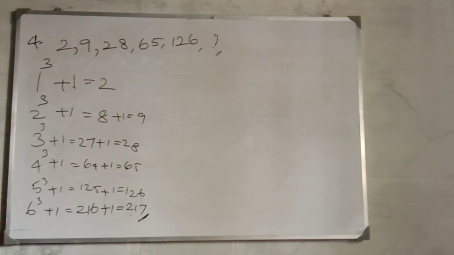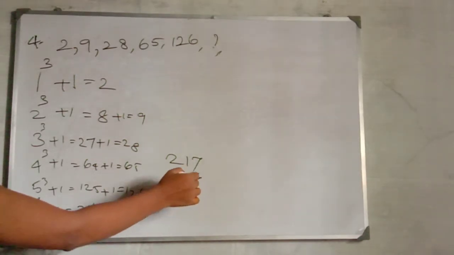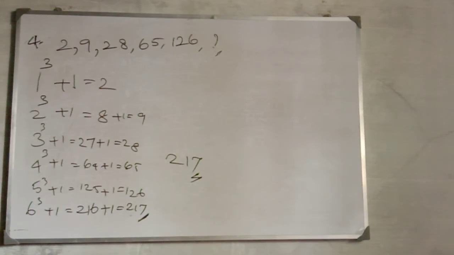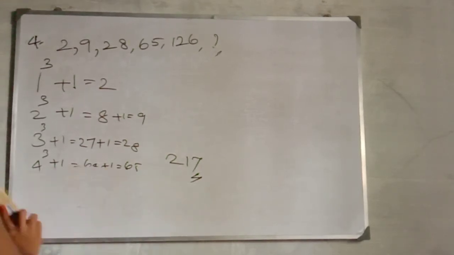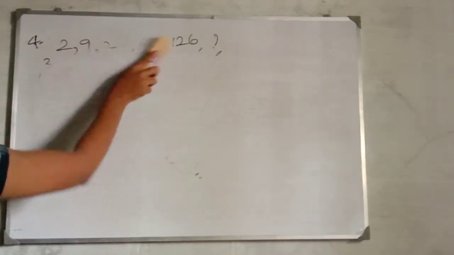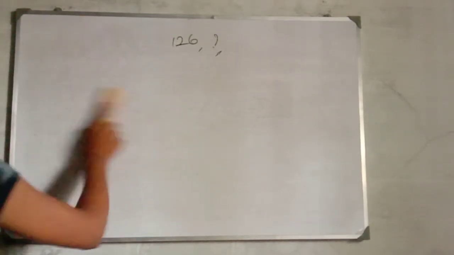This is the answer. The answer is 217. This is the assumption. This is the answer for this question: 217. We should know the cube form of the numbers up to a minimum of 30.